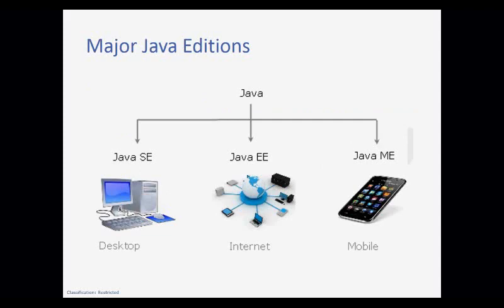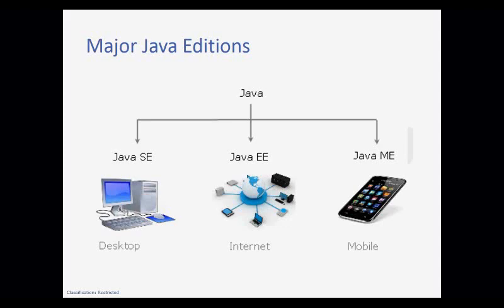There are three major Java editions. Java Standard Edition is what we call Core Java. It is used for building desktop applications, or applications that just run on your desktop, which don't have to interact with any other machine on the internet. It could be a server or a client or anything. But if you have to build a web application or something that runs on the internet, then what you would need is the Java Enterprise Edition.